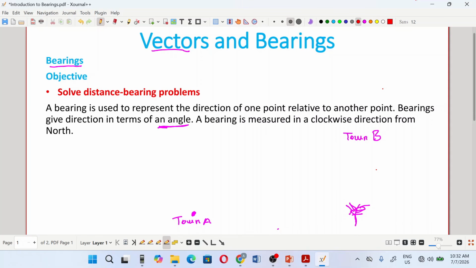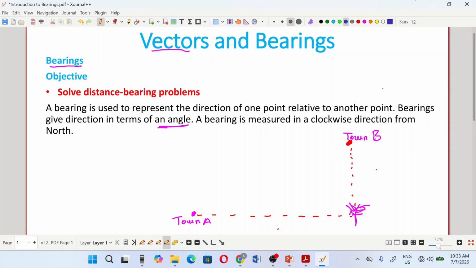Now, if a person is at town A and doesn't really know town B, and wants to move to town B, and there's a tree here, you would probably tell the person to walk straight to the tree, then turn left and walk straight to town B. The person will walk straight to the tree, turn left, and go straight to town B.